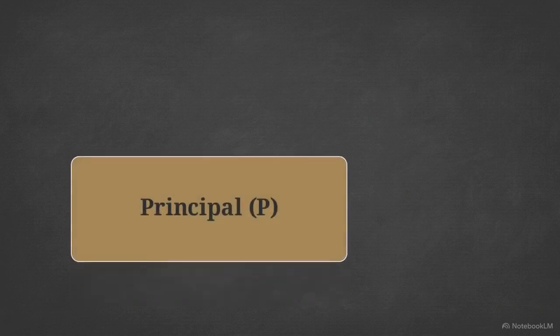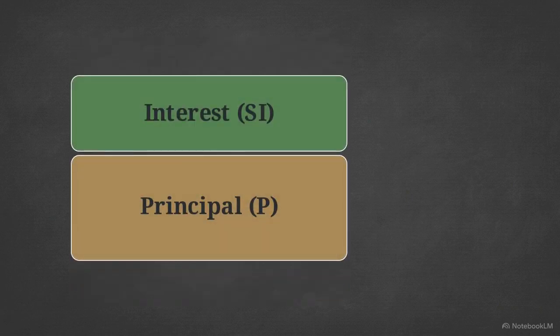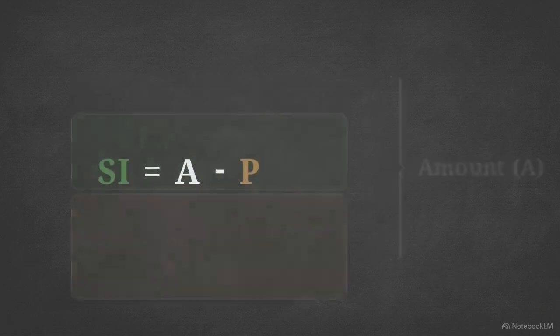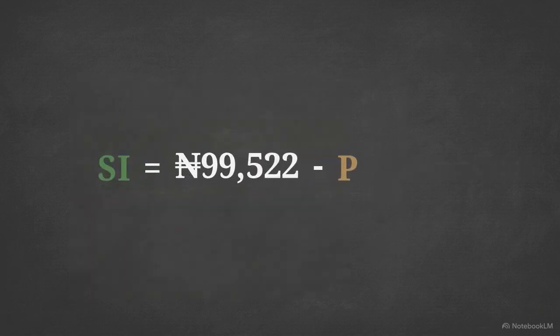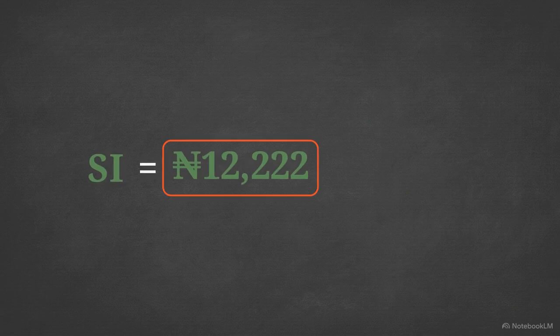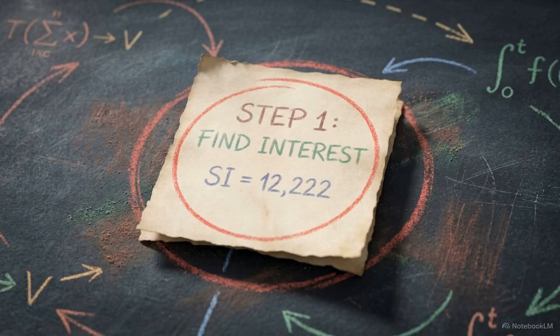Think of the principal like a seed you plant. The interest is the extra fruit that grows over time. The final amount is just your original seed plus all that extra fruit. To find the interest, we subtract the principal from the amount. Here, that's 99,522 minus 87,300. This calculation shows that 12,222 naira in interest was earned. We must calculate this interest first because you cannot find time without knowing the exact profit.